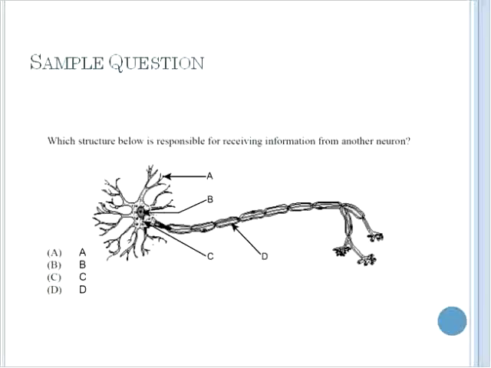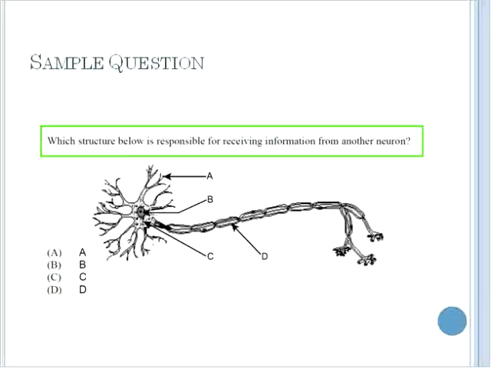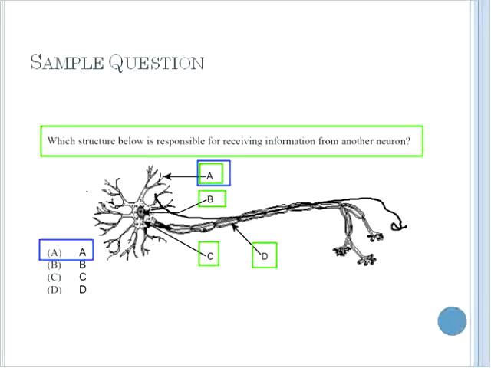Again, for a previous public exam, which structure below is responsible for receiving information from another neuron? Your choices are A, dendrite, B, nucleus, C, cell cytoplasm, soma, and D, Schwann cell. The correct answer in this case, receiving information from another cell, would indeed be A. A receives information from adjacent cells. The signal is passed on and begins at the dendrite and follows through to the end brush.